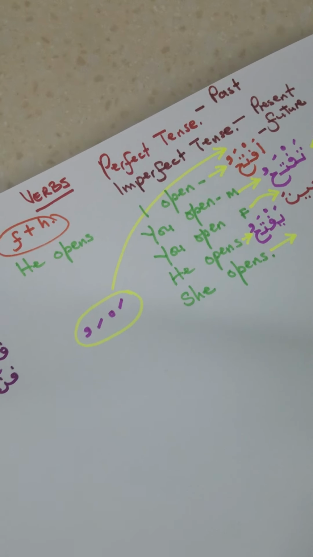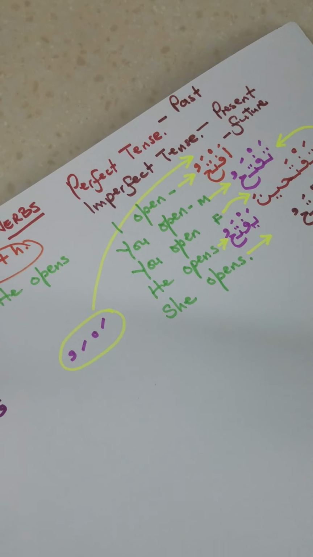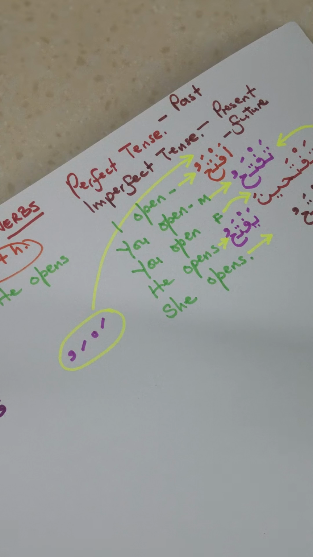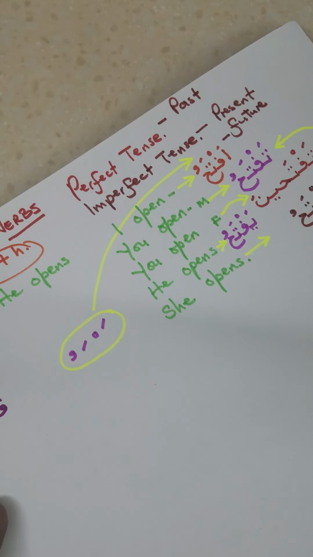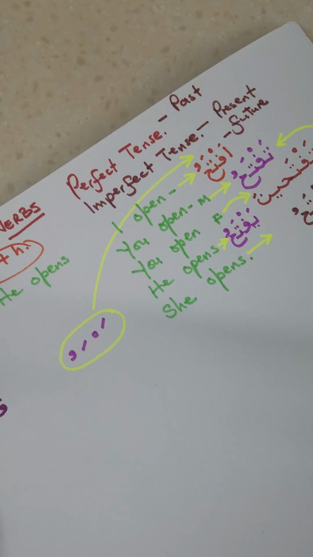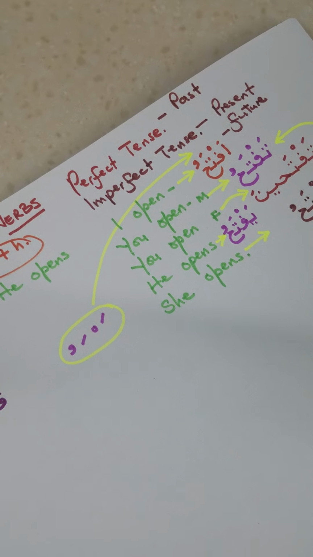So, my friend, I want to give you encouragement. This is how simple these things are going to be. If you expected them to be so hard, trust me, no. We shall take another verb.